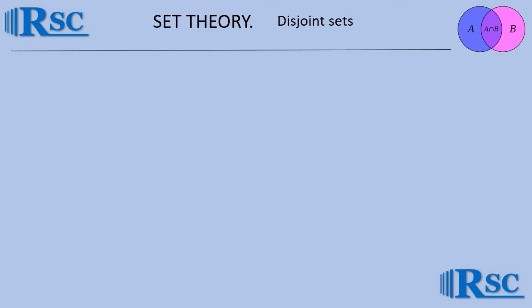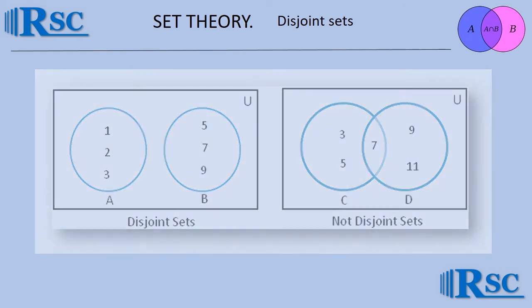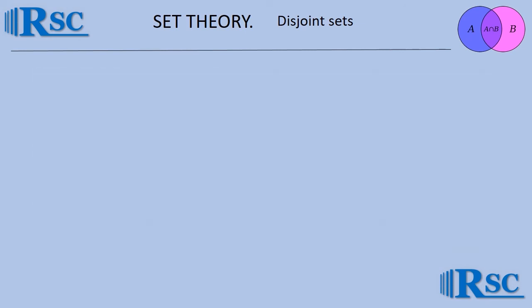And now let's look at what are disjoint sets. If A and B are two sets and they have no elements in common, then they are called disjoint sets, and so their intersection is empty, shown like this in symbols.